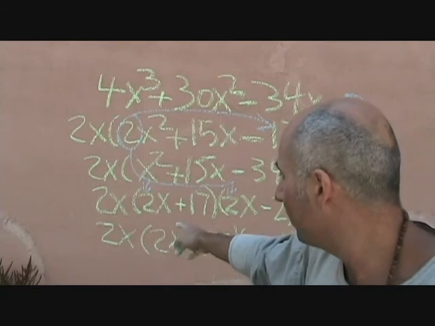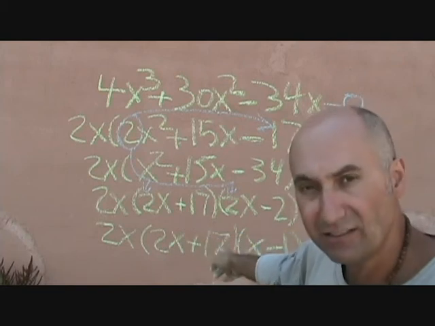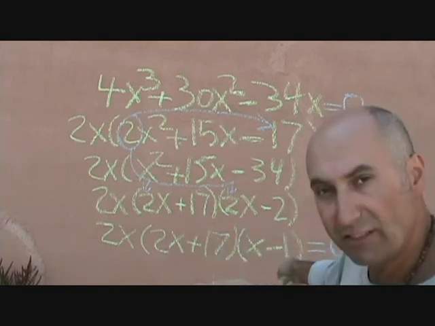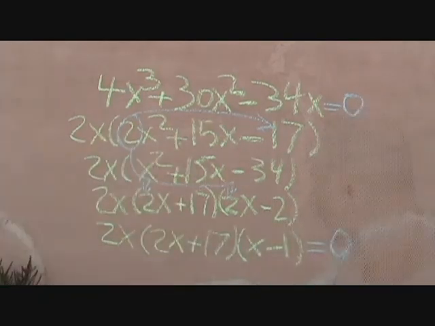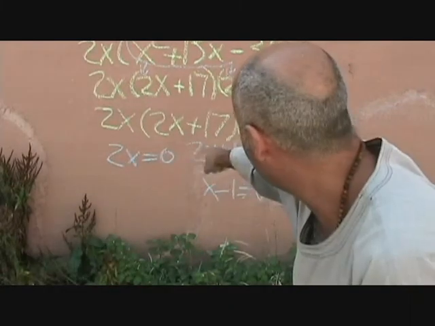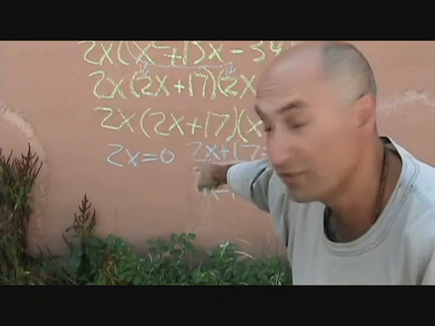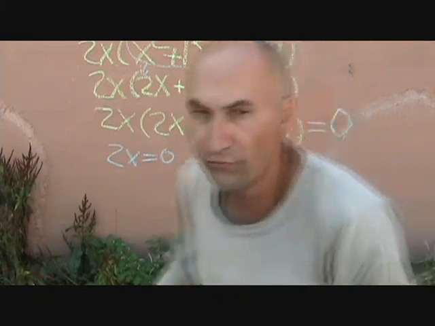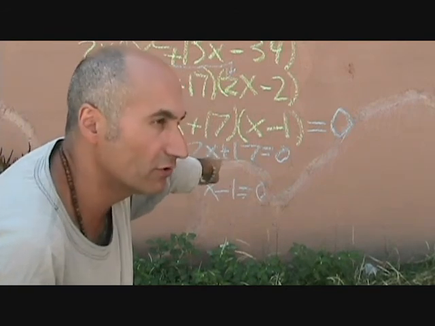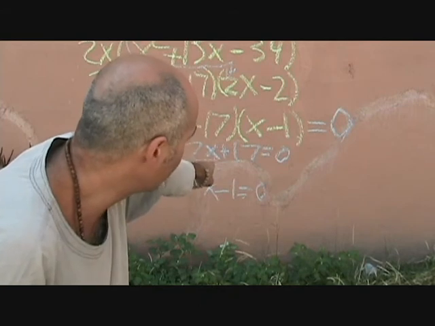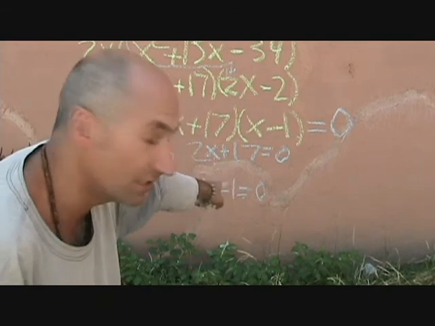So what we end up doing here is setting each term equal to zero, right? So we say 2x is equal to zero, 2x plus 17 is equal to zero, and x minus 1 is equal to zero, and then we solve each term from there. For 2x equal to zero, you just divide both sides by 2, so x is equal to zero. Over here, we got 2x plus 17 is equal to 0, so you move the 17 over, so it becomes 2x is equal to negative 17, and then divide by 2, so x is equal to negative 17 over 2. And for the other one, you just grab the 1 and bring it over, so x equals 1, right?